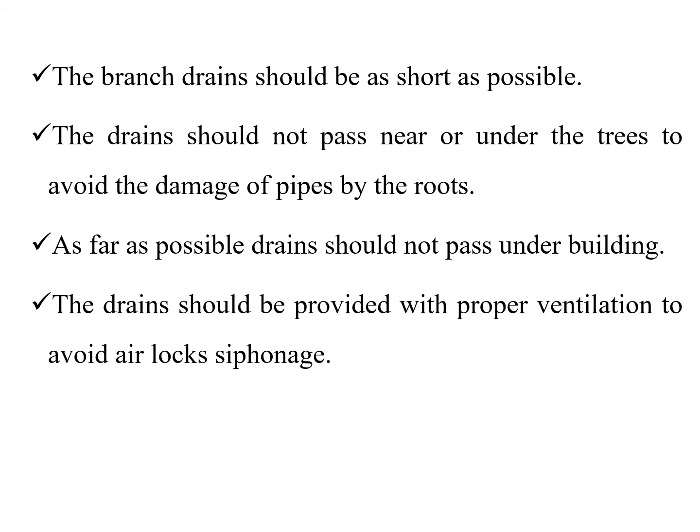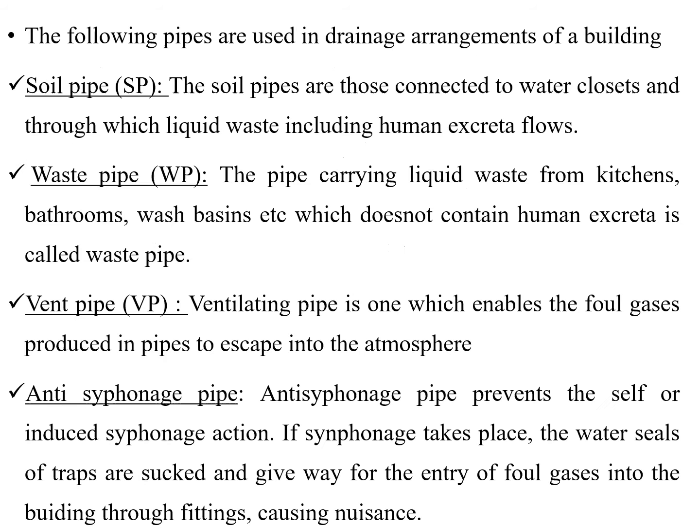Branch drain should be as short as possible. Drain should not pass near or under the trees to avoid damage of pipes by the roots. As far as possible, drain should not pass under the buildings. Drain should be provided with proper ventilation to avoid air lock and siphonage.